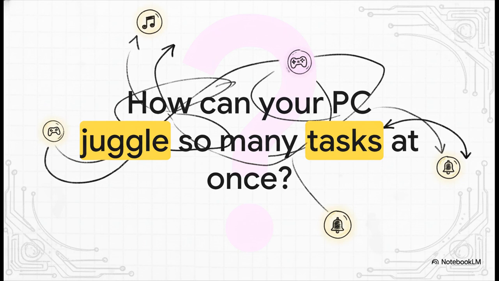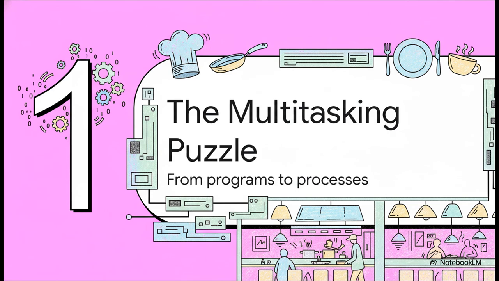I mean, you've got music streaming, you're in the middle of a game, and bam, a notification pops up and nothing misses a beat. How is that even possible? Well, that's exactly the multitasking puzzle we're going to solve today. Okay, so let's dive right in.